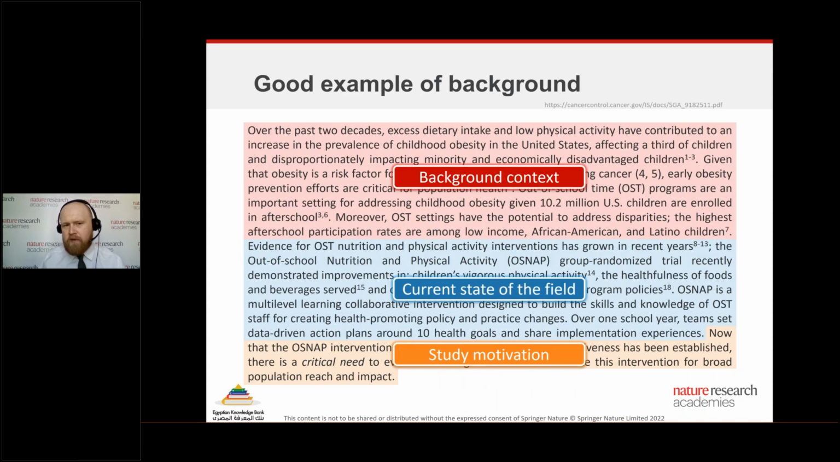So that's a great example of providing background information to establish interest from your reviewer. So now is the opportunity to talk about our objectives after we've established the context for our study.